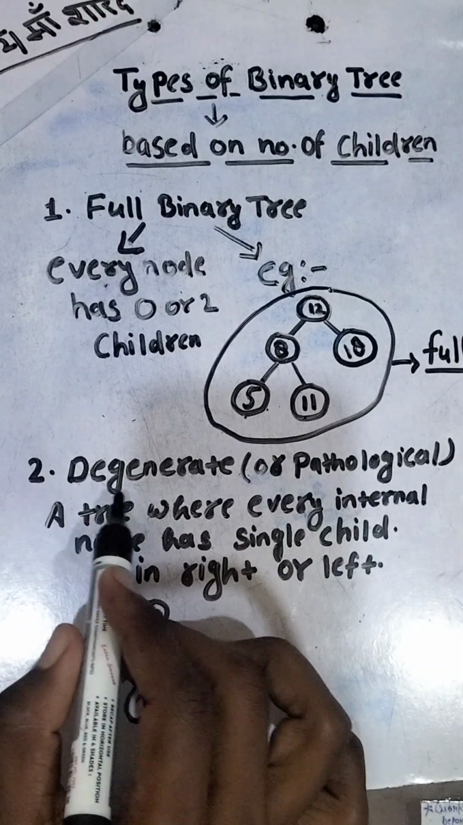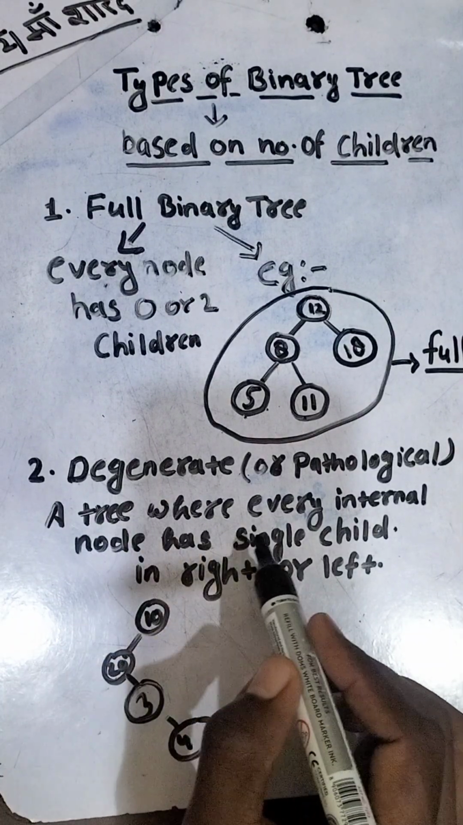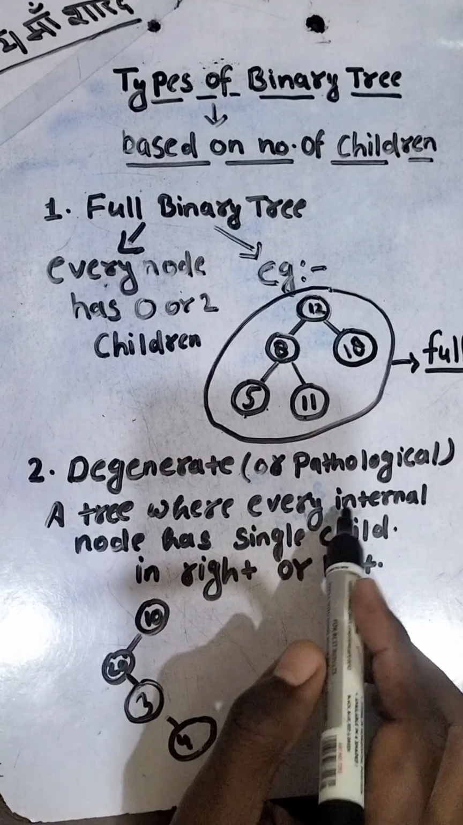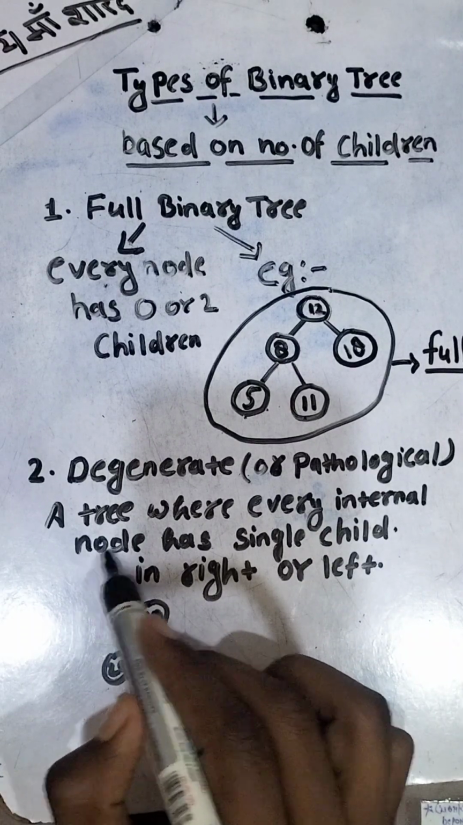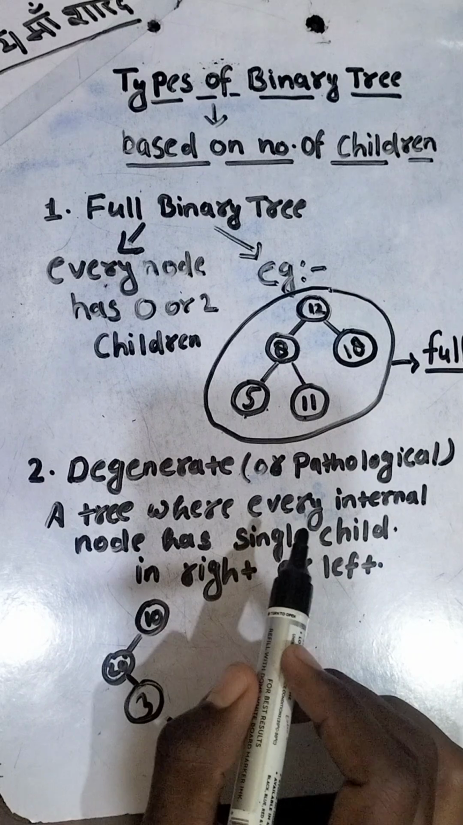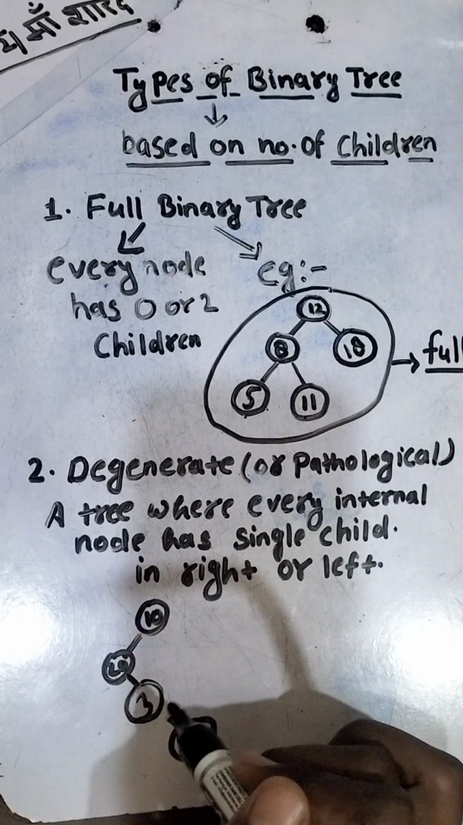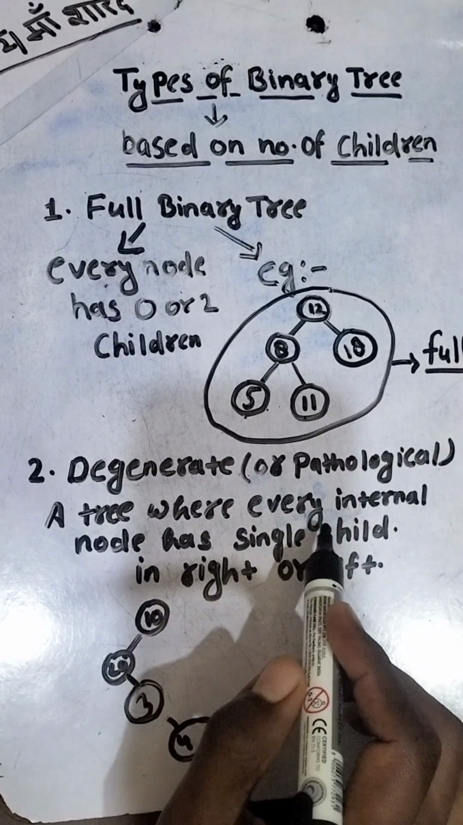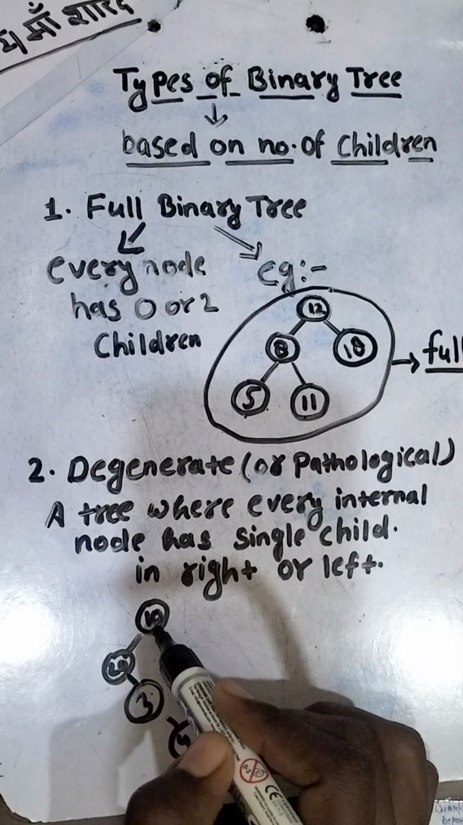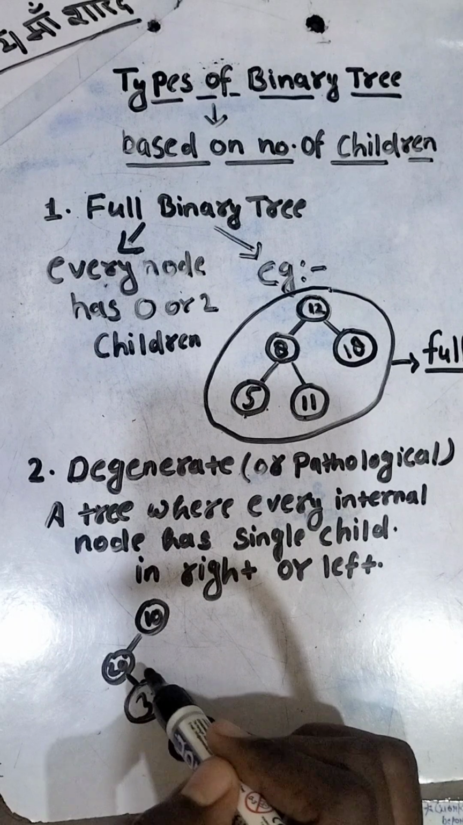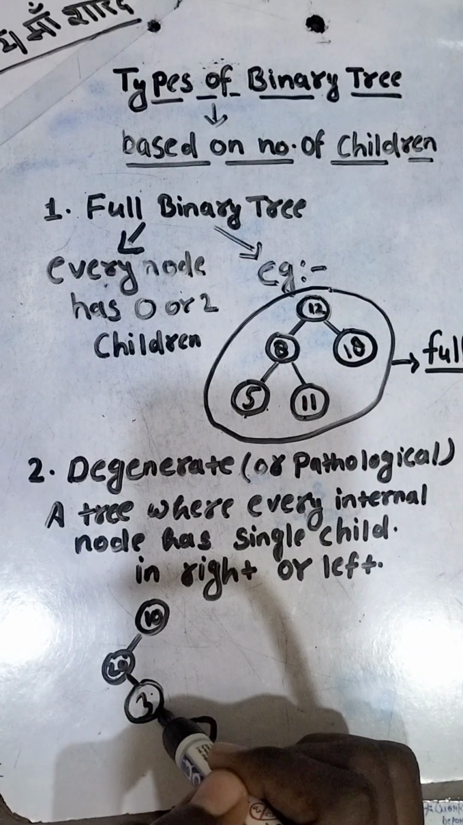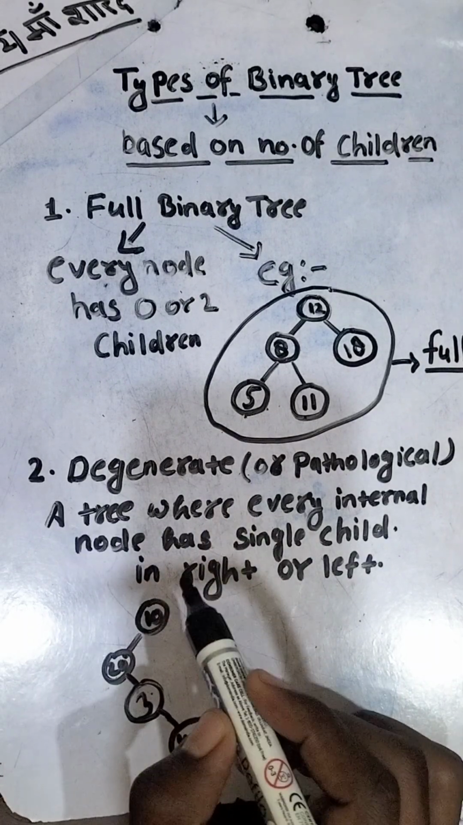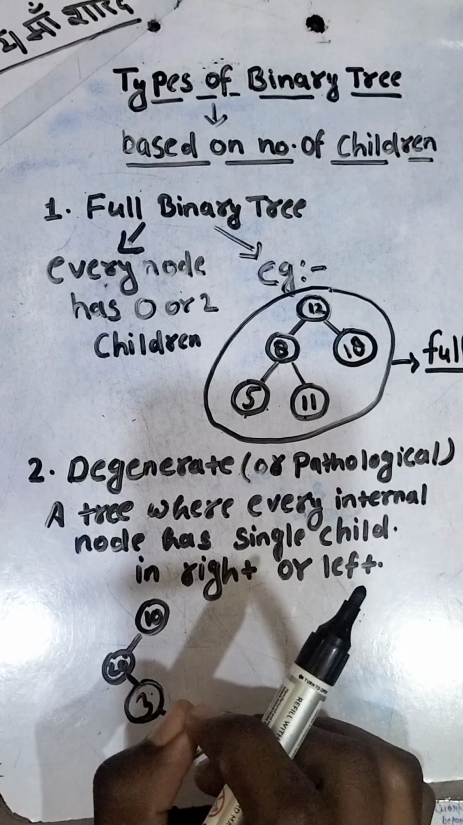Now, secondly, the degenerate tree. A tree where every internal node has a single child, on the right or left. So first we will see what an internal node is. An internal node is a node that is not a leaf node. Except leaf nodes, all nodes are internal nodes. So, like 2, 3, 10, these are internal nodes, but 4 is a leaf node because it is at the last stage. So in a degenerate tree, there will be only a single child of every parent node.